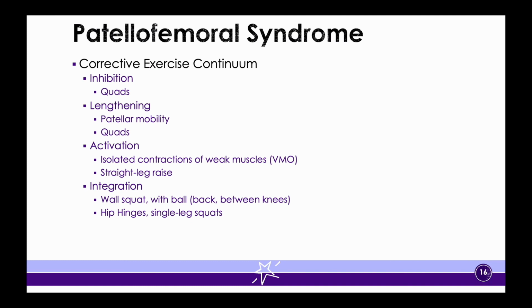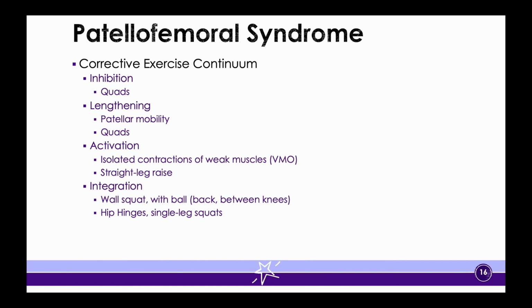And then as far as activation goes, a lot of that will come with the isolated contractions of the weaker muscles. So the example that we gave in the last one was with our vastus medialis being the one that is more weak. So we can do just those isometric moves. And we can also do the straight leg raise, which is an excellent choice for us.